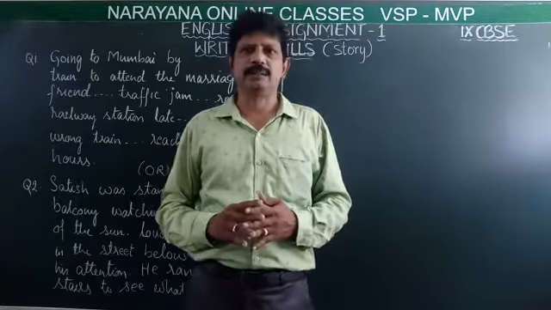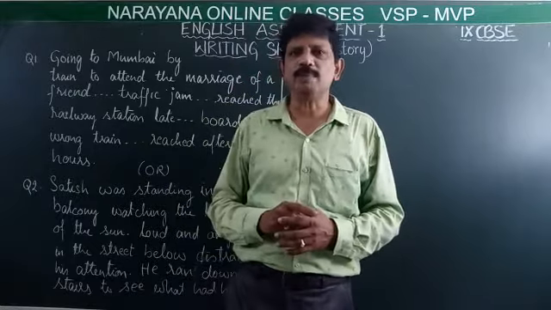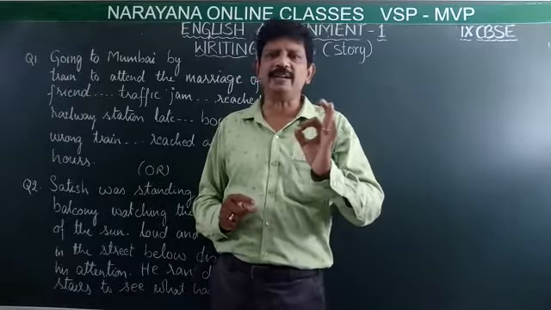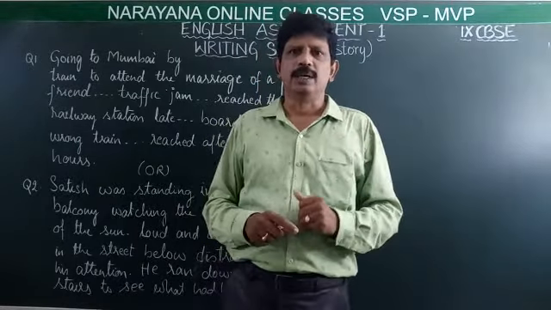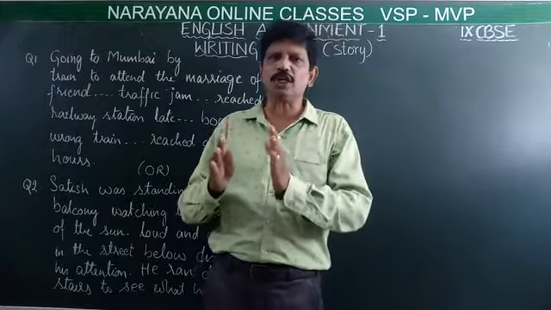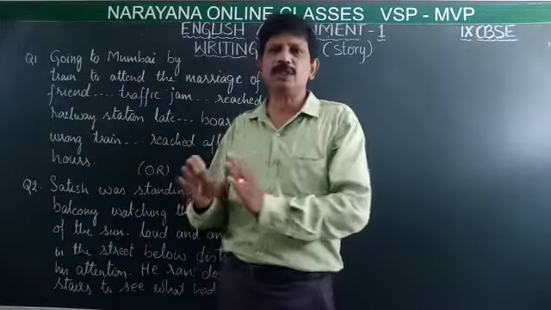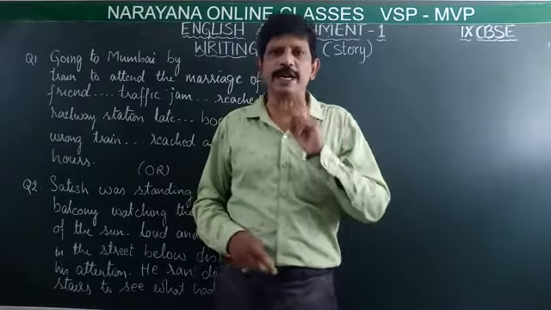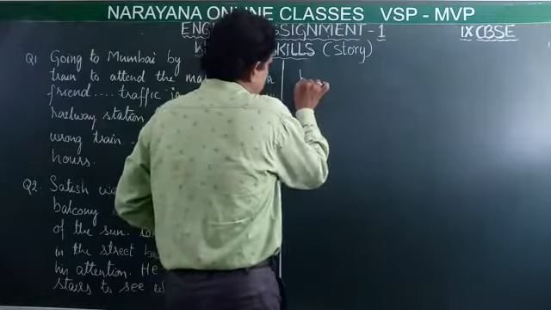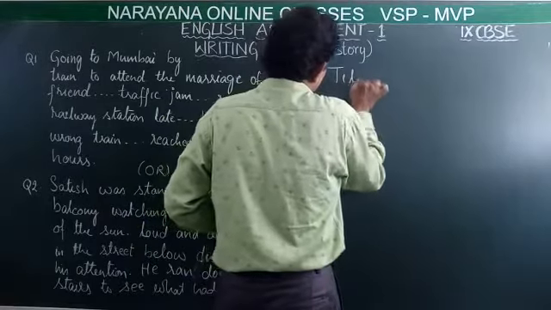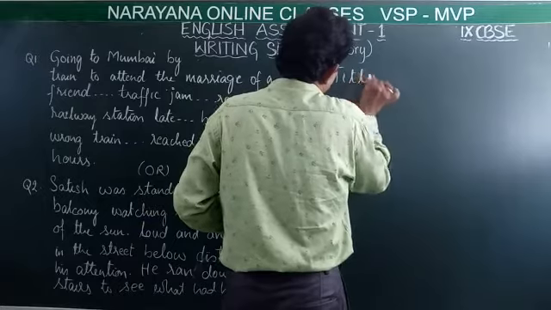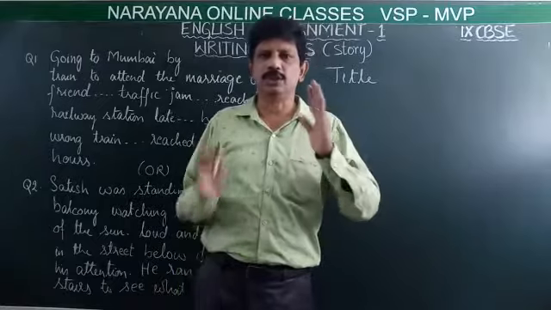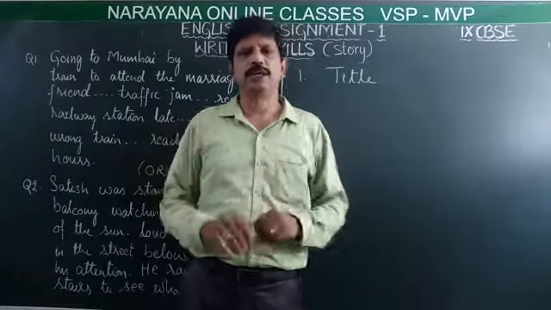So let us start. First of all, we have to keep in mind that there should be an appropriate title for a story, and the title should reflect the total story, or the theme of the story should be reflected in the title. The title should be short and crispy. First of all, we have to write down the title of the story in the format. Title is important. It should be short and crispy and should reflect the total story.